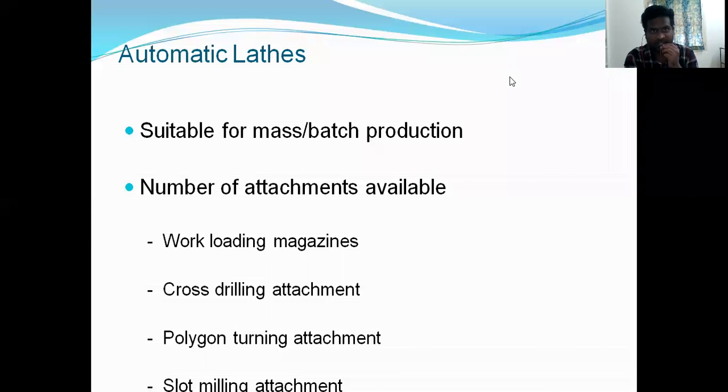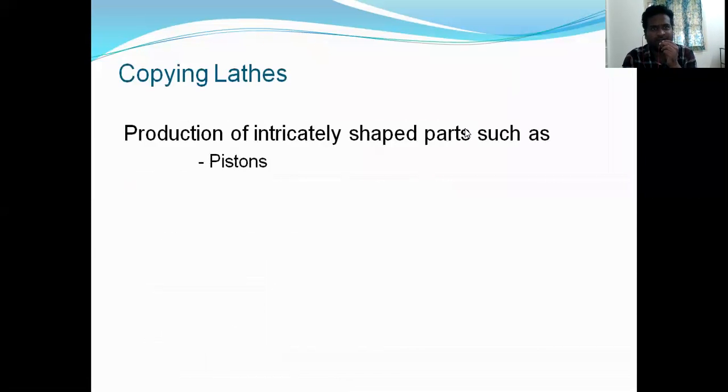So automatic lathes have work loading magazines, cross drilling attachment, polygon turning attachment, slot drilling attachment. Copying lathe, we have already discussed this copying lathe. Copying lathes are suitable for intricate shaped parts such as pistons, worms, and shafts.